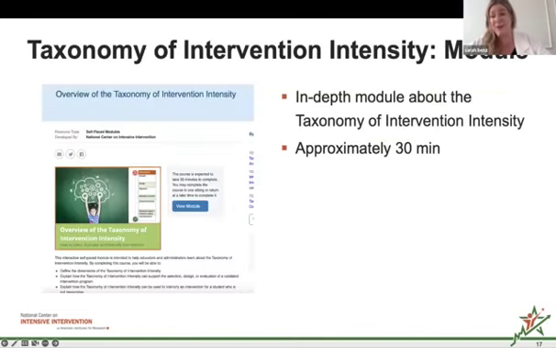We also have this really well done module that does a much better job in 30 minutes describing the totality of the taxonomy of intervention intensity. So this is in depth, it's free. I think you have to register, and it takes approximately 30 minutes, but we see a lot of great results from this for educators that are just like, I don't know what to do with this kid. Can I help? And potentially this resource can help you, give you next steps.